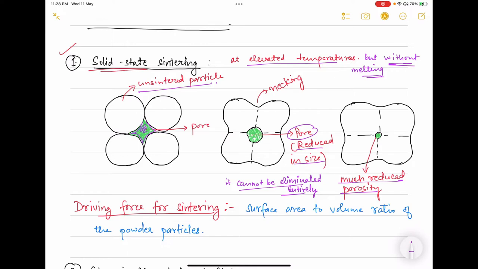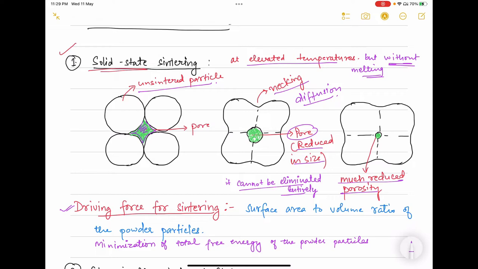So, what is the driving force for such sintering? The driving force is the minimization of total free energy, or the surface energy, of the powder particles. And the primary mechanism is diffusion.